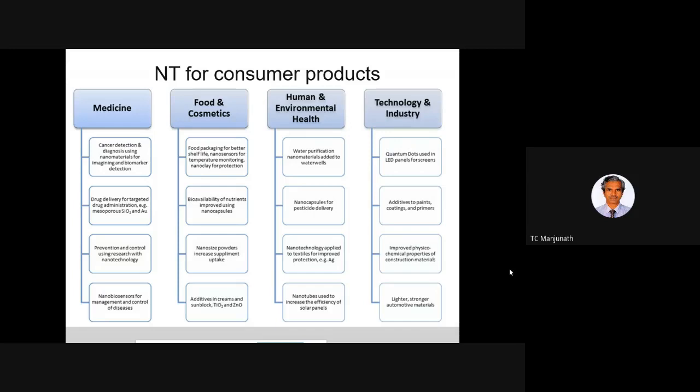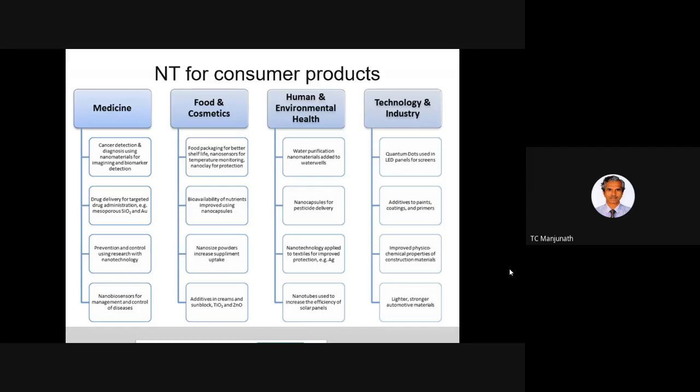So, prevention and control using research with nanotechnology, nanobiosensors, and management and control of diseases. In fact, in this medicinal application, a lot of research is going on in the detection of the coronavirus using nanotechnology, which I would like to stress in tomorrow's webinar. Coming to food and cosmetics: the food packaging industry, then nano size powders, then the additives that are being used in ice creams, and the nutrients in nano capsules, etc.